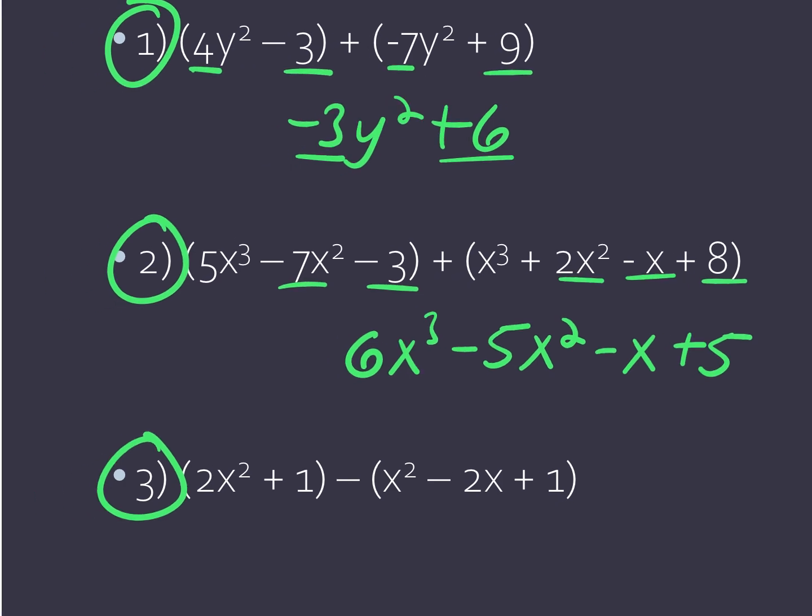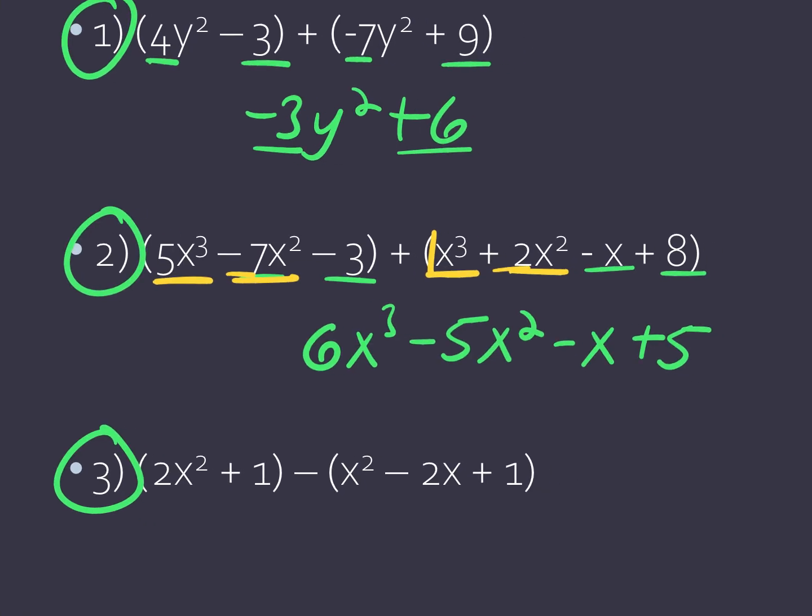Again, we combine our like terms here. 5x to the third and x to the third are like terms, exact same variable, exact same exponent. We pretend there's a 1 in front and we combine the 5 and the 1. All right, same exact thing with the x squared, 7x squared and 2x squared. The variables and exponents are the same, so you combine the numbers in front, -7 plus 2. Negative x, that's the only x that we see there without any exponent, and then you combine the constants.